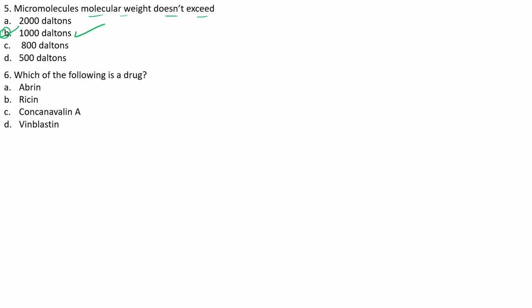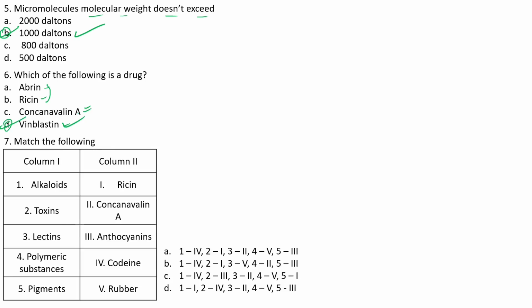Next question: which of the following is a drug? Abrin, ricin, concanavalin, and vinblastine. We all know these two are actually toxins, and this is a lectin, and vinblastine is known to be a drug. So D is our right answer.